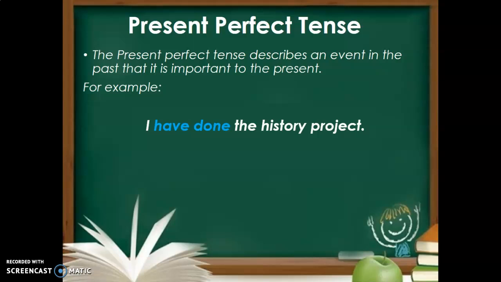It's finished. Right? We don't have a time phrase that describes that the action is connected to the present. But what is important here in this sentence is that the project is done. Okay? So I have done the history project. Or the contraction form, which is I've done the history project.